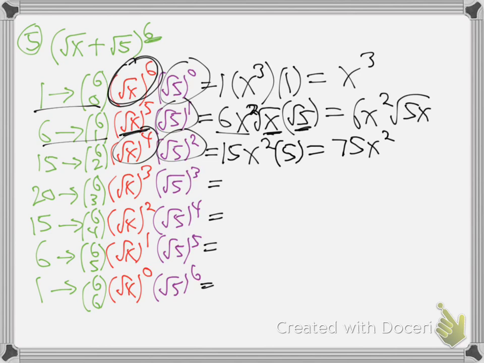Next one, 20 times root x to the third. What's root x to the third going to be? X square root x. Everybody okay with that? Mm-hmm. Okay, and then what's root 5 to the third? 5 root 5. Is that okay that I just write that like that? Because that's 3 root 5s.